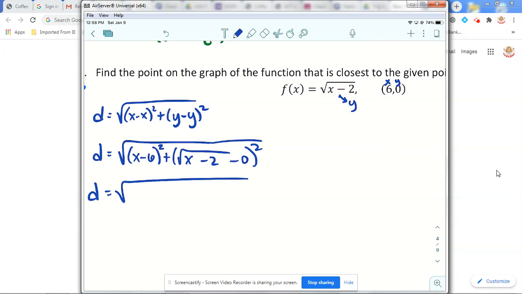All right, and then we'll simplify it down. So square root of x minus 6 squared. All right, and now when you subtract 0, it obviously goes away. And then when you square the square root, you're just left with what's underneath.